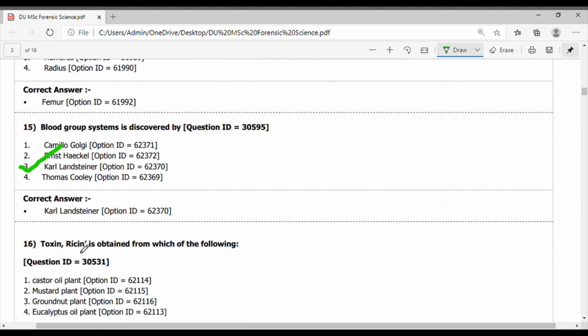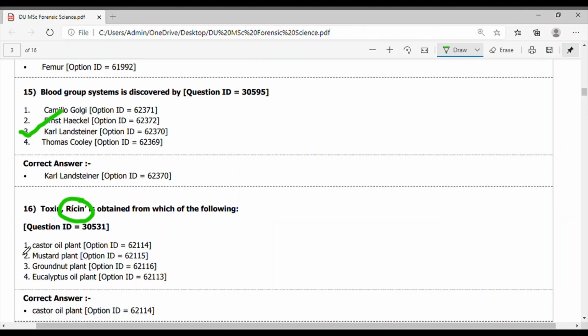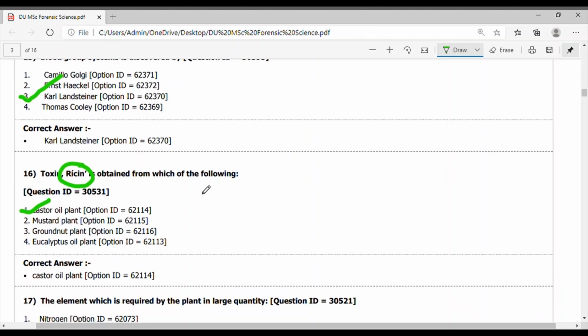The toxin ricin, this is the plant toxin ricin. It is obtained by which of the following? It is obtained from the castor oil plant. It is a plant toxin, and we have learned this in the toxicology part.